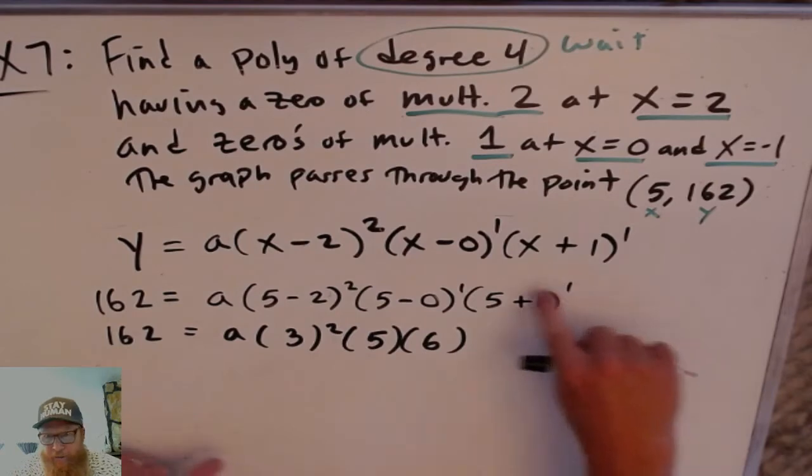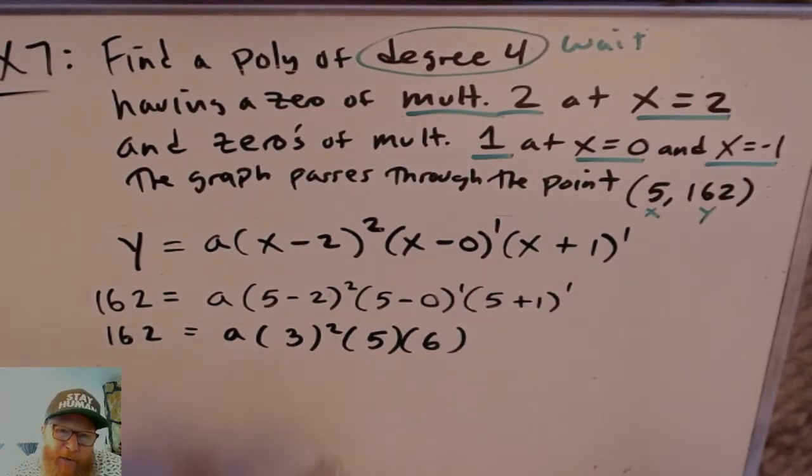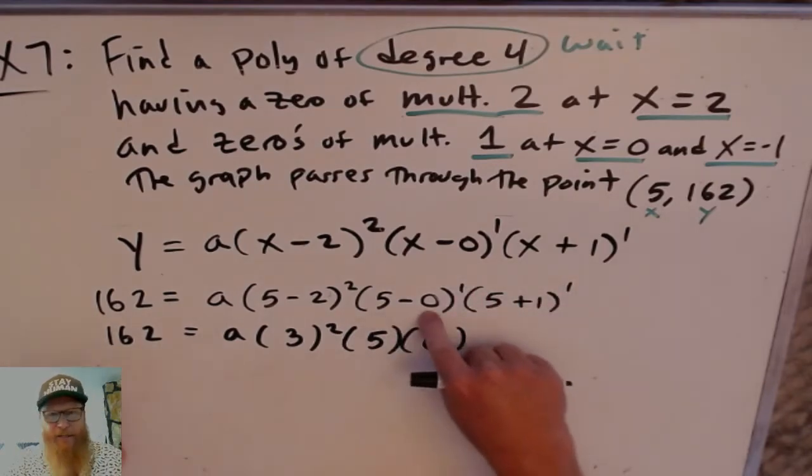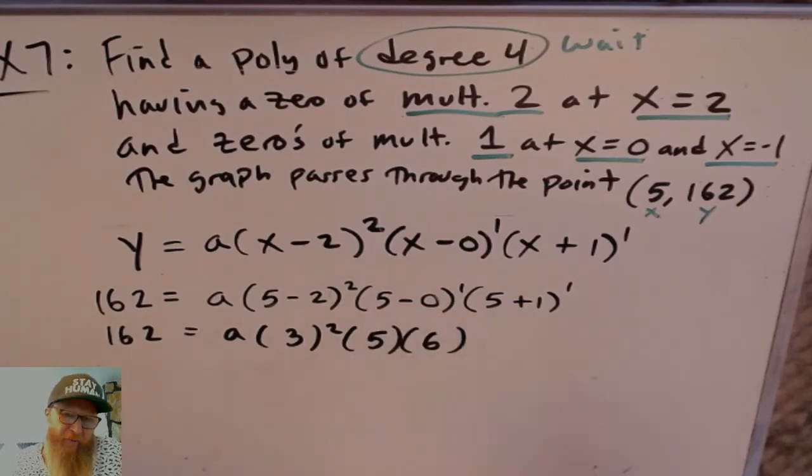So I don't need the first power. Obviously, if a number doesn't have a power, it's 1. And then I don't need to say 5 minus nothing. I can just say 5. Yep.